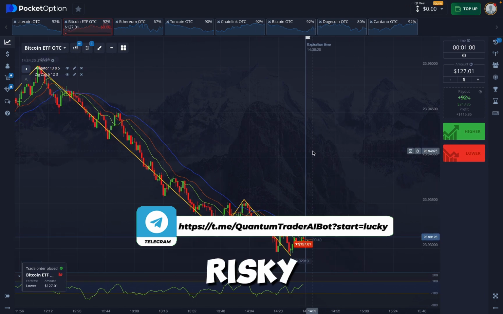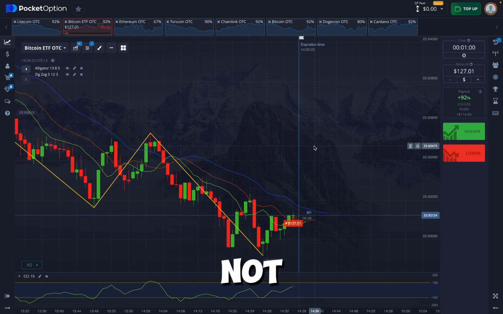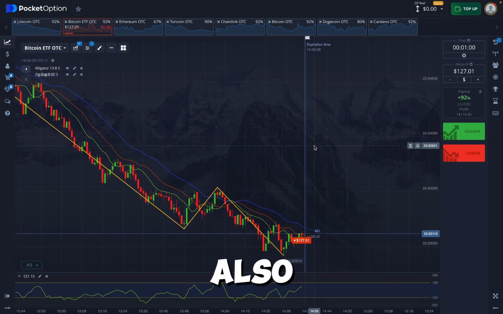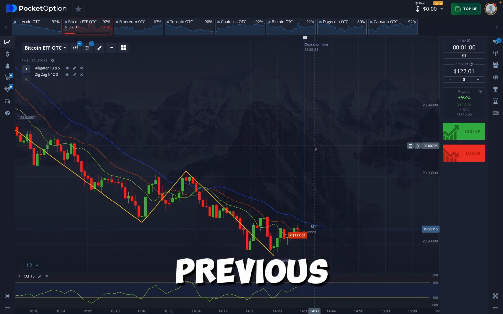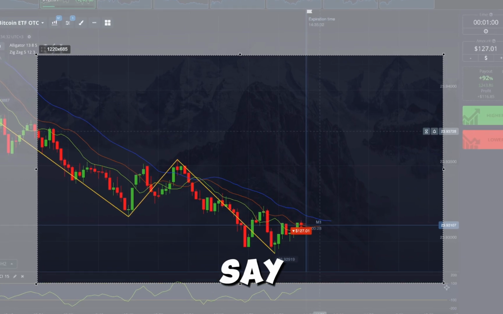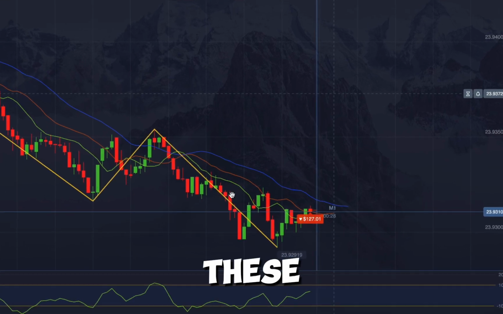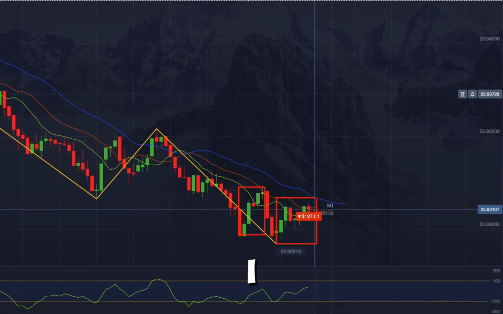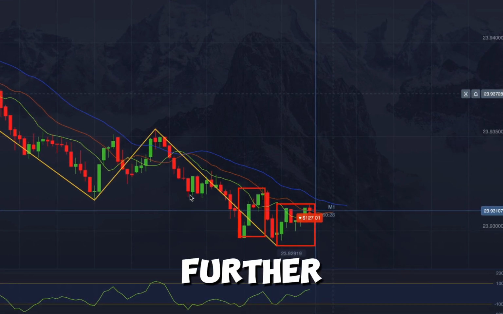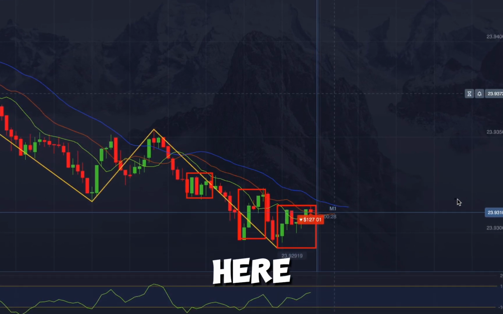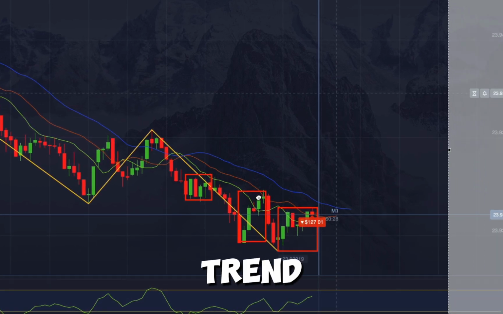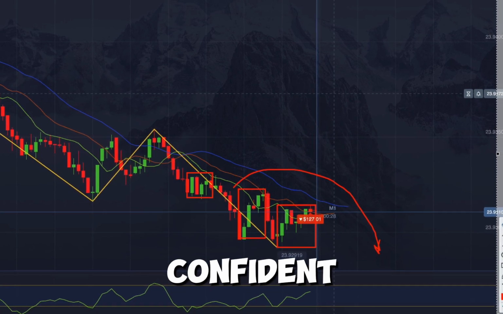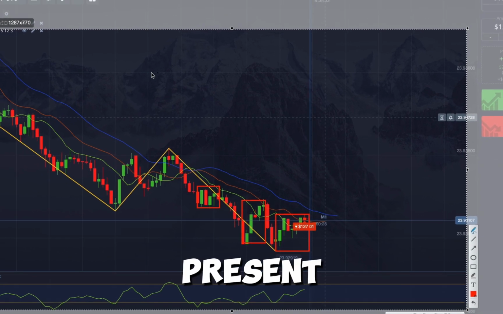It's quite a risky trade, and in my opinion, it's not as reliable as the previous one. But here, I'm also guided by the dynamics of the previous movement. Let's say these pullbacks are generally similar in structure, and from this level, I think I can certainly have a further move down, especially here. You have to be guided by the trend, and we can see that I have a very good, confident downward trend dynamics present now.